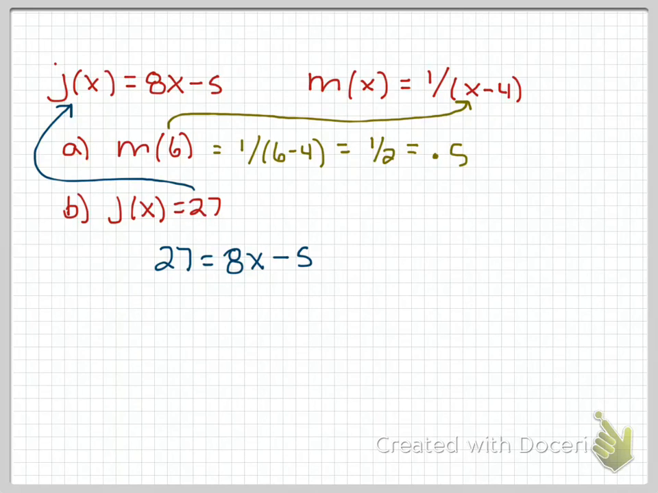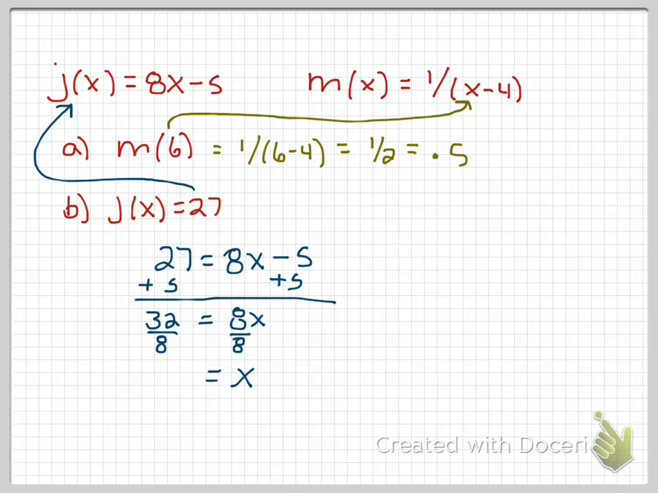I'm going to add 5 to both sides, in which case 8x equals 32. Divide each side by 8. So x is equal to 32 divided by 8, I think is 4. So there's your two solutions, 0.5 for A and 4 for B. And make sure you are copying down all the work for these problems.